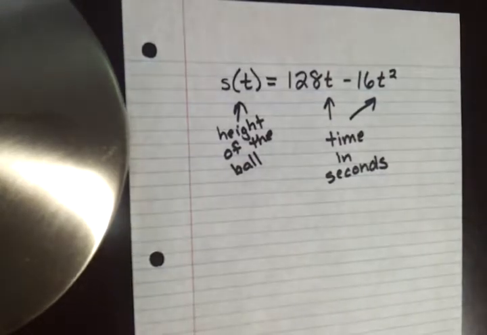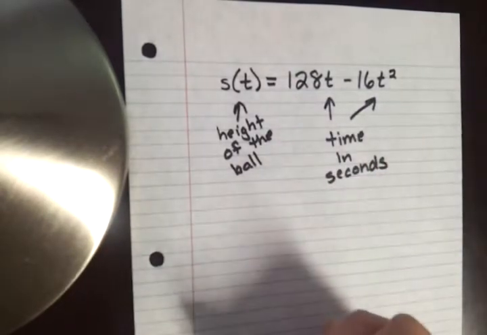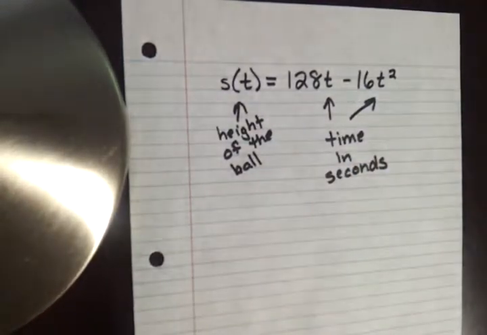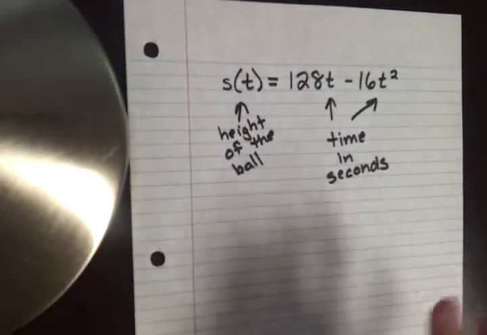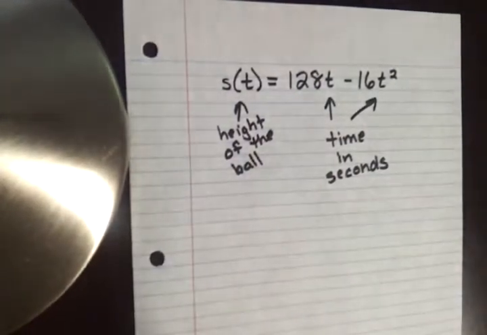So if you wanted to know what the height of the ball was after 1 second, you'd plug in a 1 for the t's and you would solve it. If you wanted to know what the height of the ball was after 3 seconds, you'd plug in a 3 for the t's and solve it. So what this function does, the only thing that it does right now for us, is tells us the height of the ball after t seconds.